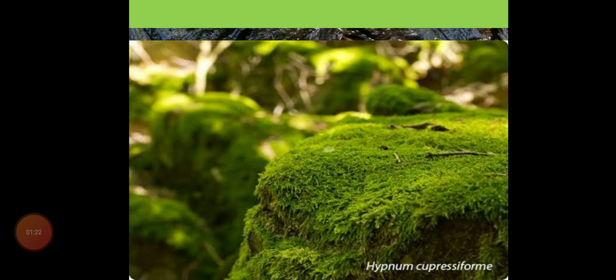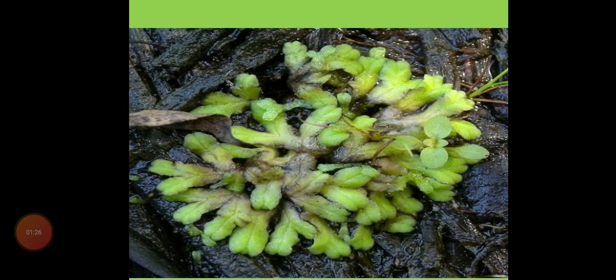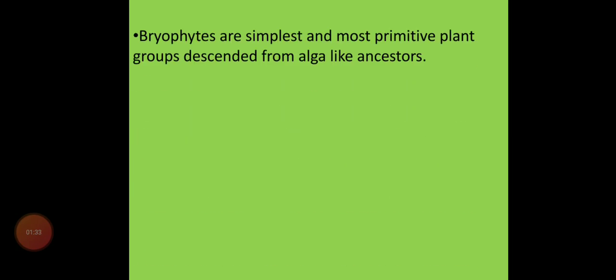They grow abundantly on the rock surface at the rainy time, on the walls of bricks. Like this, there are small plants. It is the first primitive land plants. Bryophytes are the first primitive land plants.